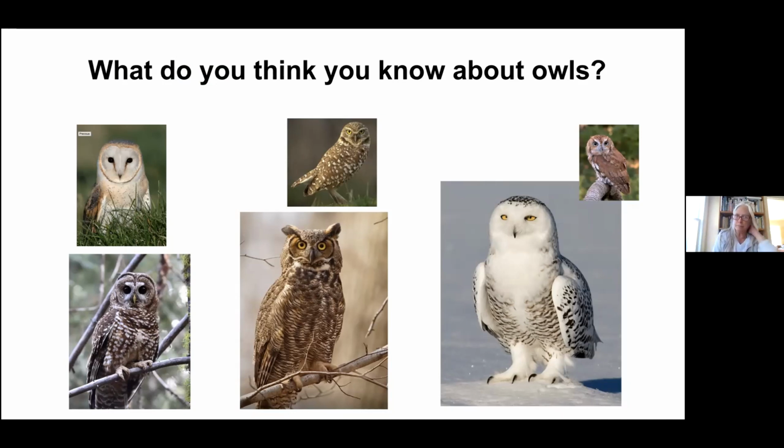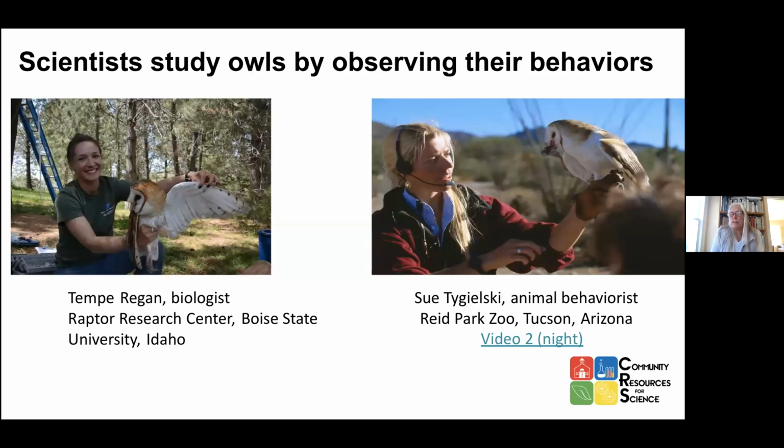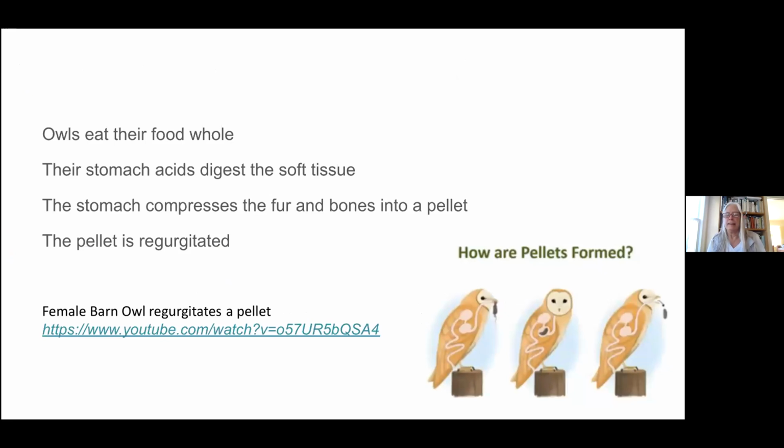Next slide. And then we can start by talking about how scientists study owls by observing their behavior. Here are two actual owl biologists, and one question they might ask is, what do they eat? Next slide. There's a way to find that out, because owls eat their food whole. They don't have strong enough bills and talons to really shred it like a lot of other raptors do. So they eat it whole.